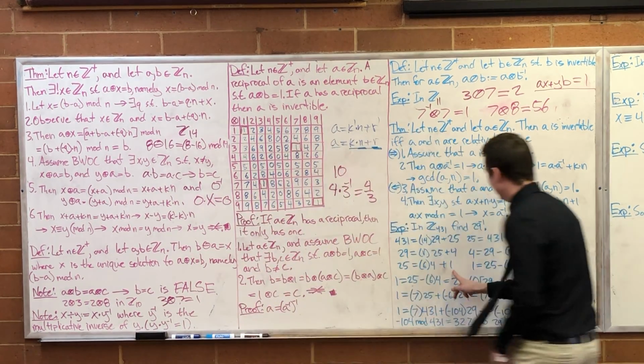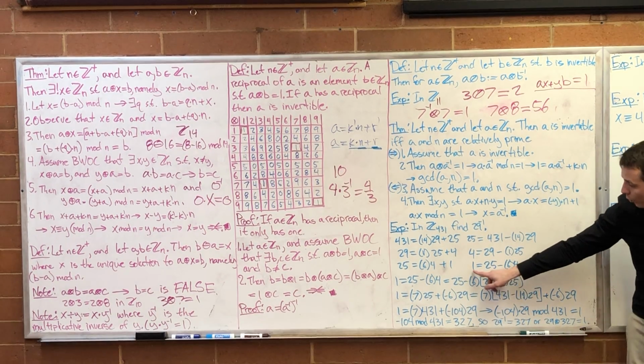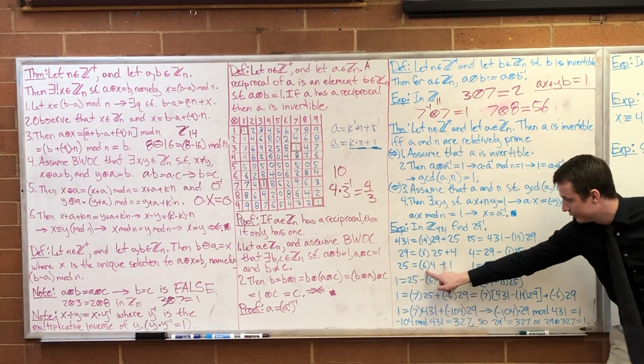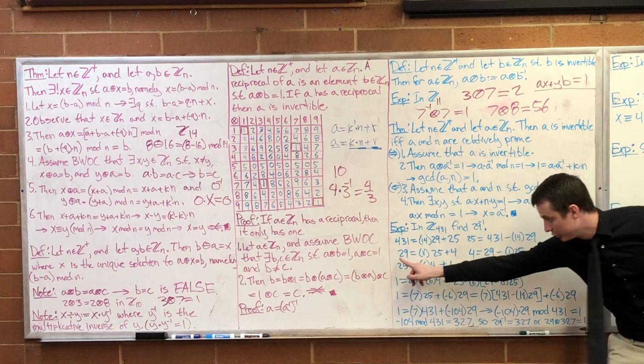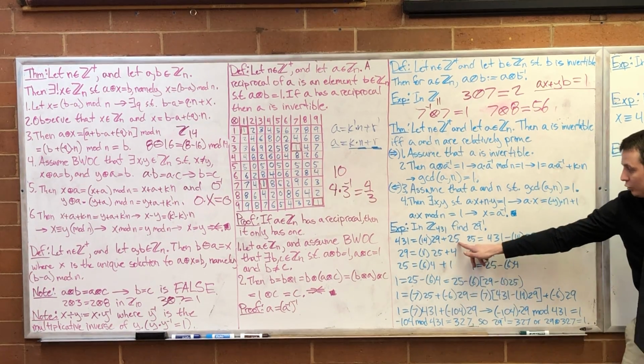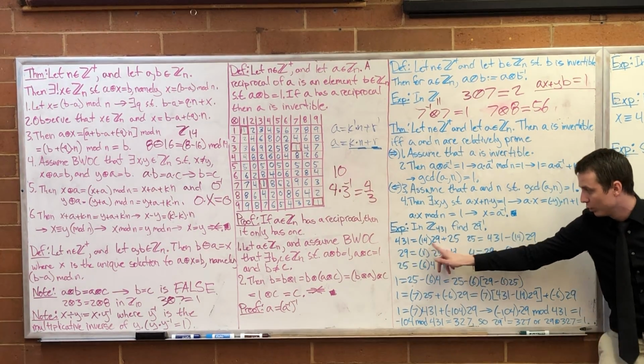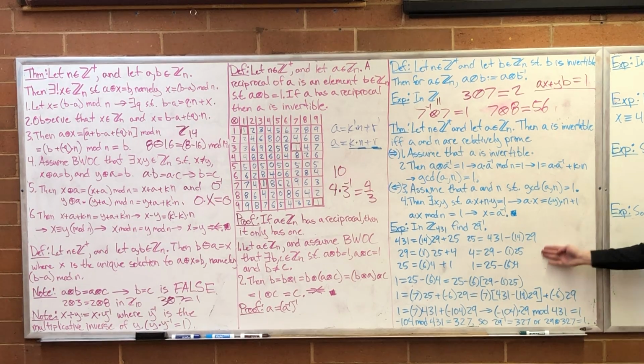Now we come over here, solve for the remainder in each case. 1 is equal to 25 minus 6 times 4. 4 is equal to 29 minus 1 times 25. 25 is equal to 431 minus 14 times 29. That's all I have written here.